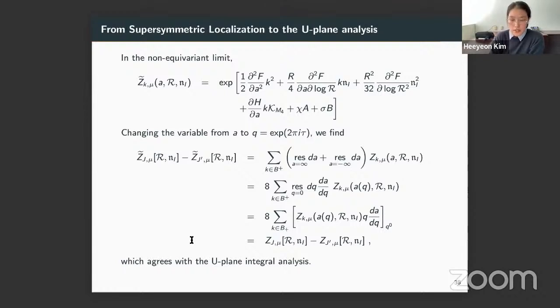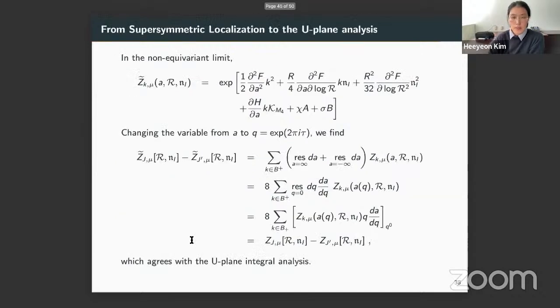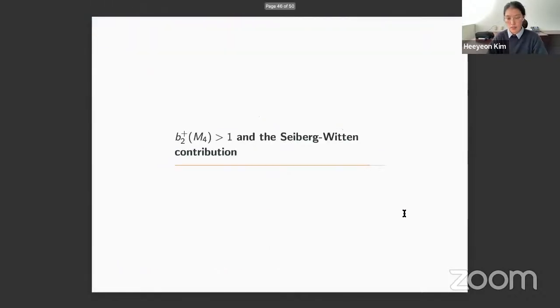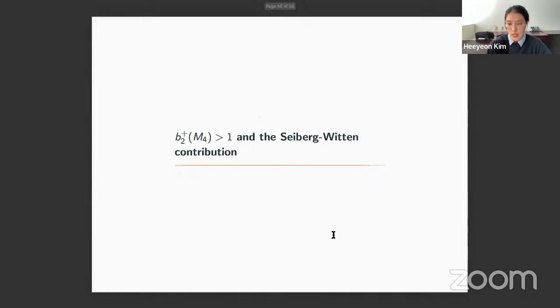And you can show that these two very different looking expressions that you obtain from the supersymmetric localization and also from the U-plane integral approach agree in a very non-trivial way. So for example, in the non-equilibrium limit, you can write the integrand that you obtained in the supersymmetric localization in the following way. And you can change the variable from A to Q using the data of the prepotential. And you can write the wall-crossing in the following way, for example, in terms of the residue integral at Q. And you can show that this reduces to something that is precisely what you obtain from the U-plane integral analysis. Okay. So from this argument, we can show that these two very non-trivial computations give you the same answer.